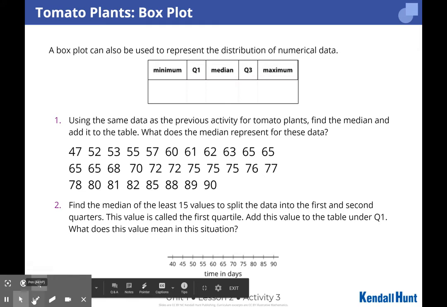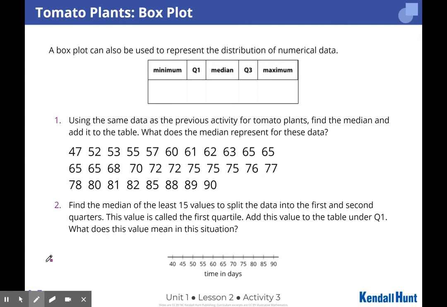All right, the second thing that we looked at today was a box plot. And so to look at a box plot, we had the same set of data. We're still talking about tomato plants and how many days it took them to produce fruit. The first question asked you to find the median. And so to find the median, you simply find the number that is in the middle of your data. So median is the number in the middle of your data set.